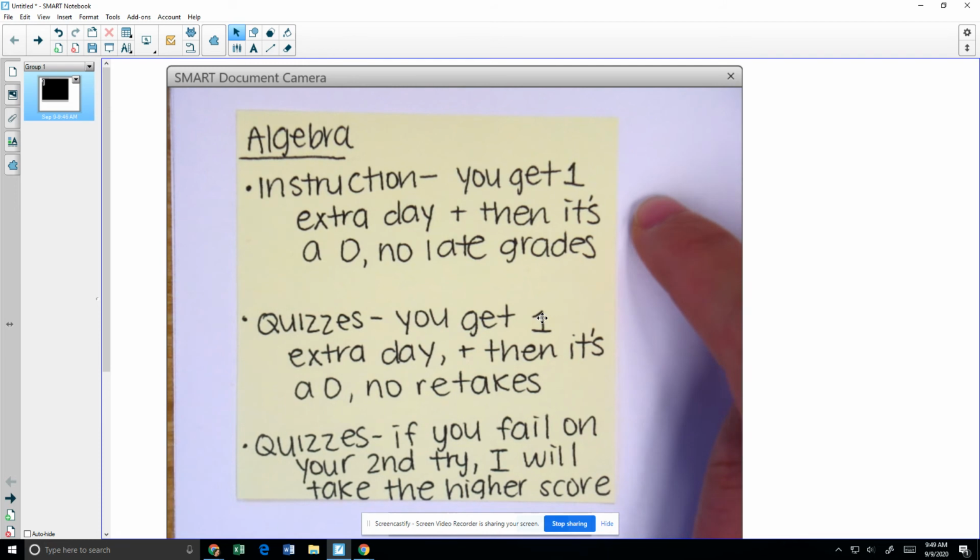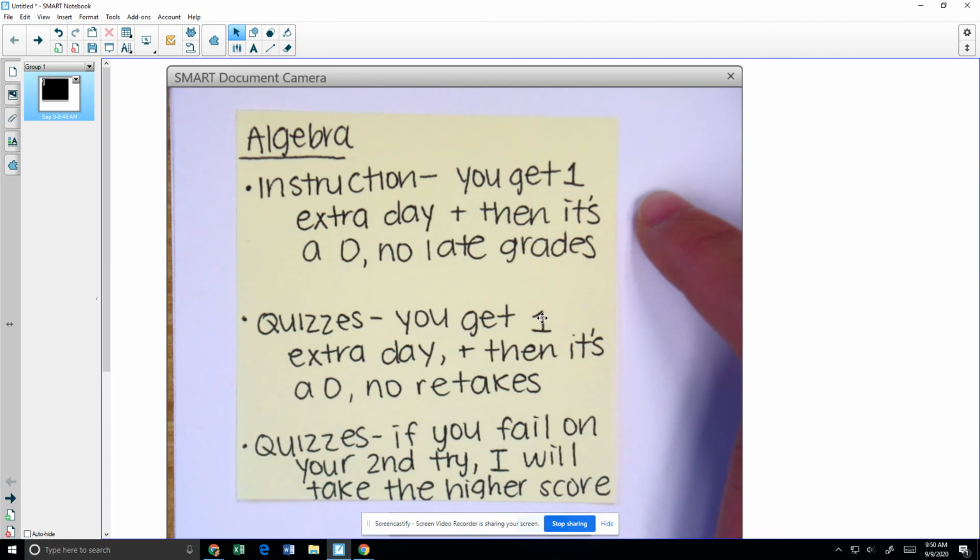So the first thing is whenever we have instruction, so like you just watching the video and getting that done, so no quizzes, but just the instruction on Edgenuity, you basically get 1 extra day and then it's a 0. So in algebra, because it is a high school class, because it is a pre-AP high school class, the teachers and the principal want us to hold to the standard that normally you would be held to if this were normal school. So if this were normal school, starting from day 1 of algebra, we would say there are no late grades. If you turn in something late or if you forget something at home, it's a 0 and you can't make it up for a 70, it's just a 0.